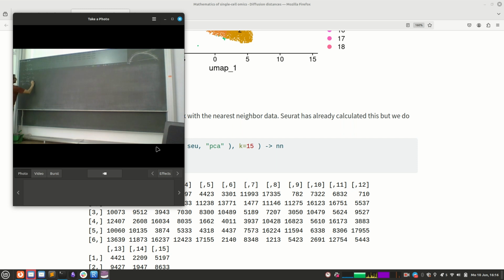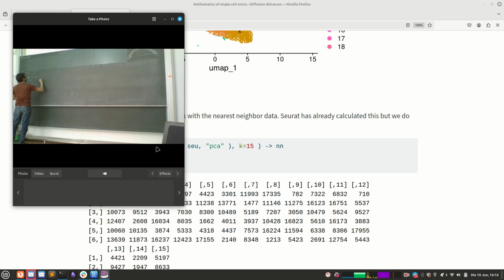So the heat diffusion. And then we have the discrete process, a random walk. So let's state here that L is D minus A, where A is the adjacency matrix.